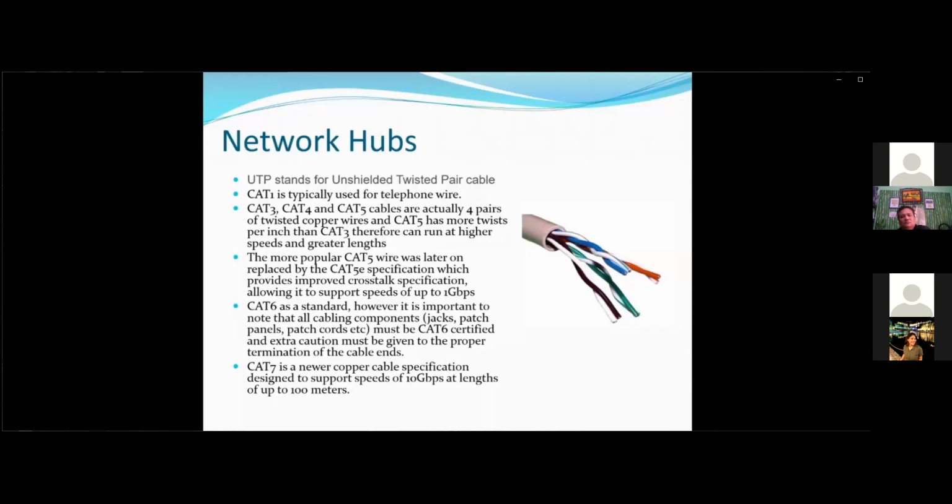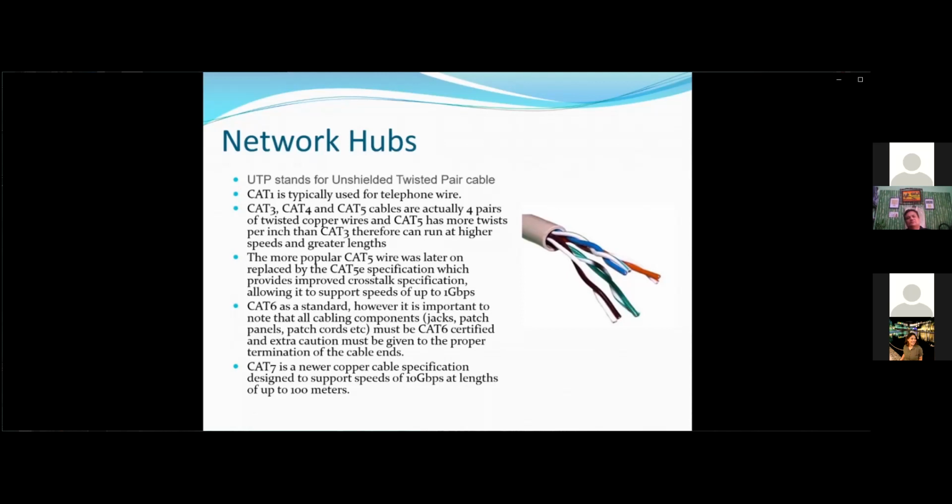So the more popular Cat5 wire was later on replaced by the Cat5e specifications, which provide improved cross-talk specifications allowing to support speeds up to 1 gigabit per second. So this is the internet speed, bumilis siya. So nagkaroon na tayo ng panibagong classification, which is the Cat5e. And we have the Cat6 as a standard. So ito yung mga ginagamit ngayon standard.